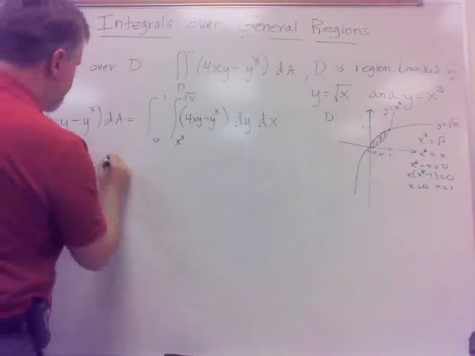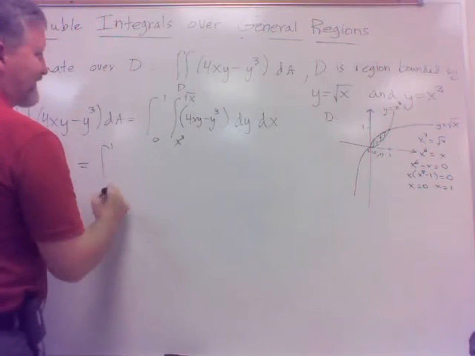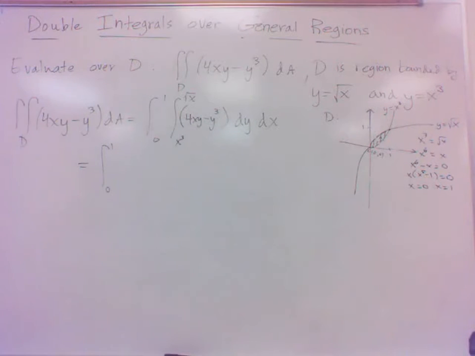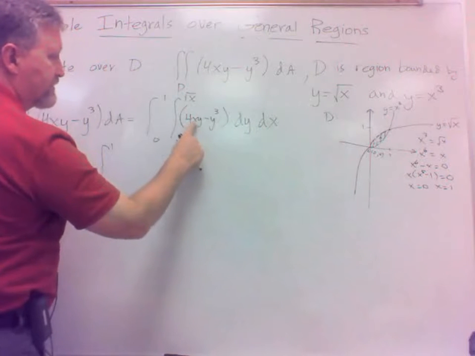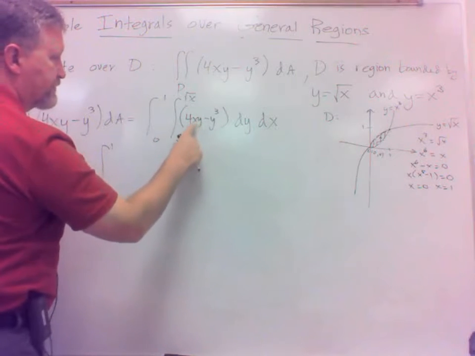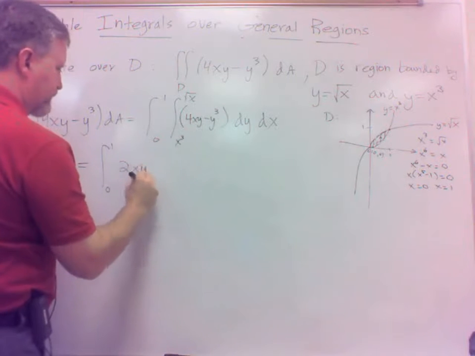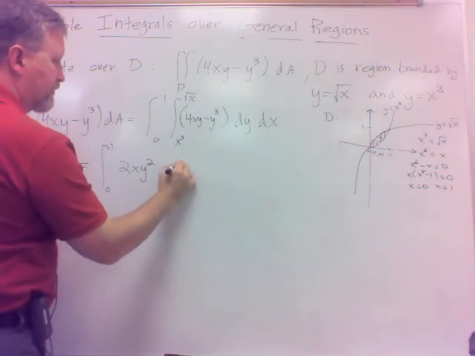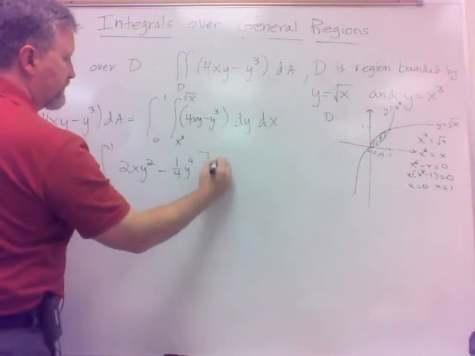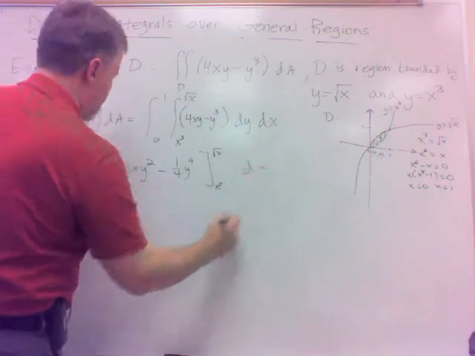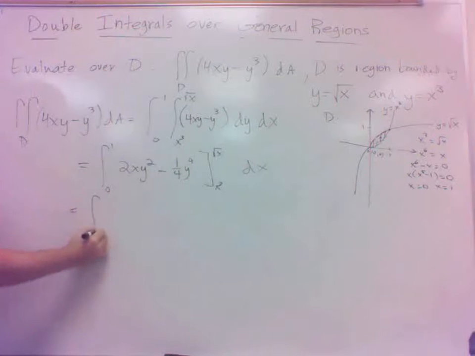I don't think it turns out too bad here, but yeah, just getting it set up is sometimes the fun part. So we're going with respect to y, so the x is constant here, so it'd be y squared over 2, so it'd be 2x y squared, minus 1/4 y to the 4th. And we're going to run that from x cubed to square root of x, and then we're going to do the integral with respect to x. All right, so it'd be 0 to 1.